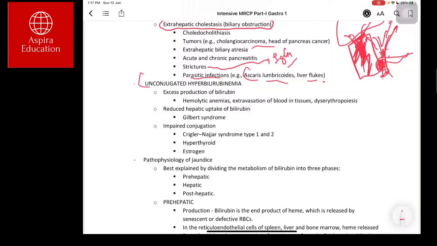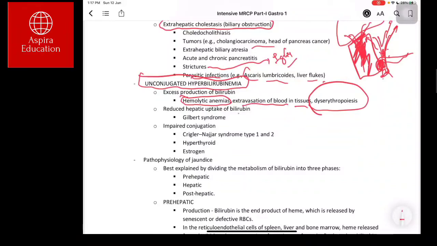Now the problem is with unconjugated hyperbilirubinemia, which is excess production of bilirubin, which causes a very slight jaundice. You can see that it is usually less than 5 or 6. The most common reason for excess production of bilirubin is hemolytic jaundice, extravasation of blood in the tissues, and reabsorption of that hematoma and its degradation to bilirubin. Ineffective erythropoiesis leads to defective RBCs. Defective RBCs are picked up by the spleen and damaged, and hence more bilirubin is formed.